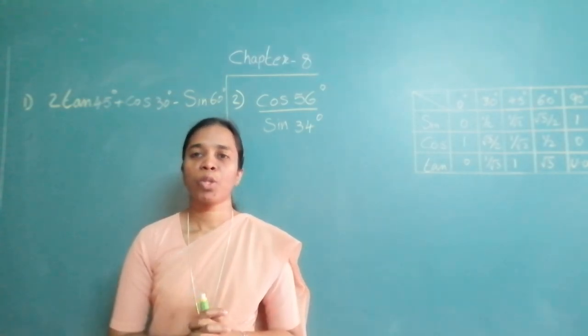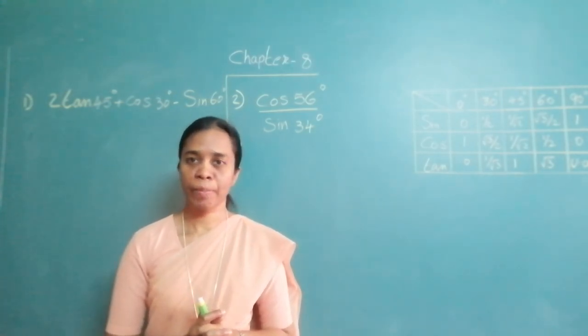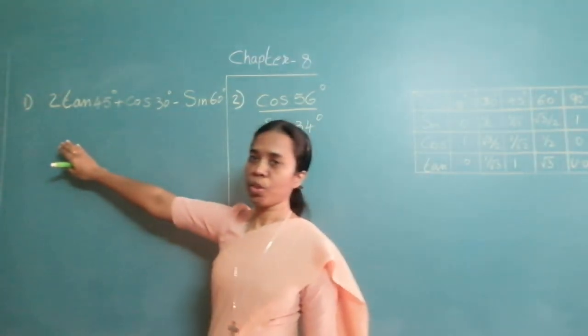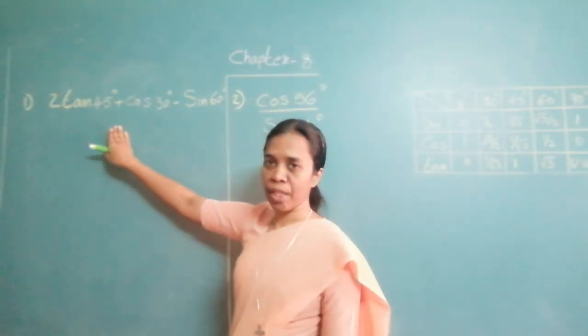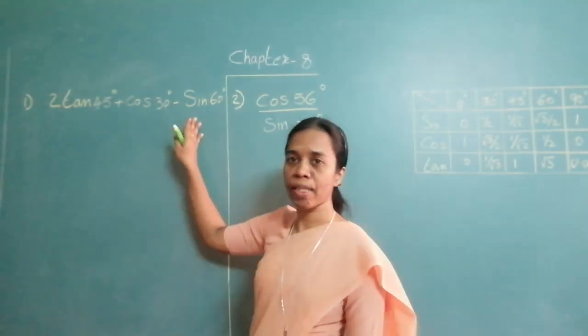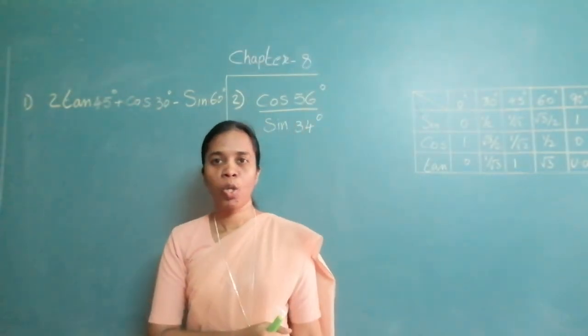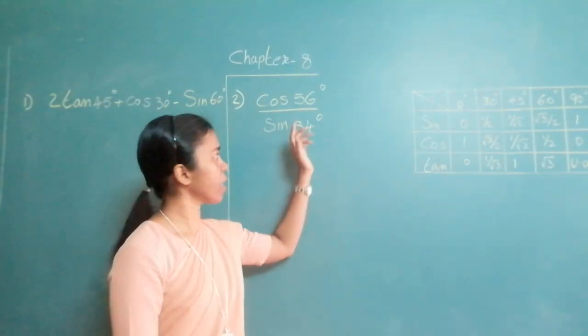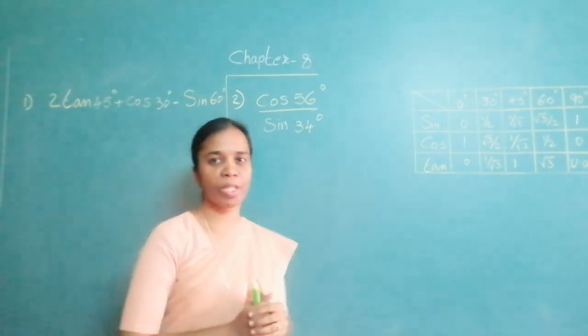Now today we are going to solve some set of questions. First I have written a question on the board: 2 tan 45 degree plus cos 30 degree minus sin 60 degree. Also I have written one more question over here: cos 56 degree upon sin 34 degree.